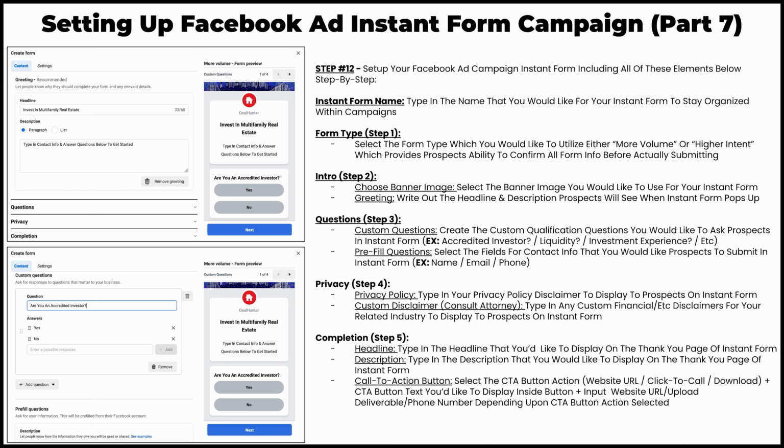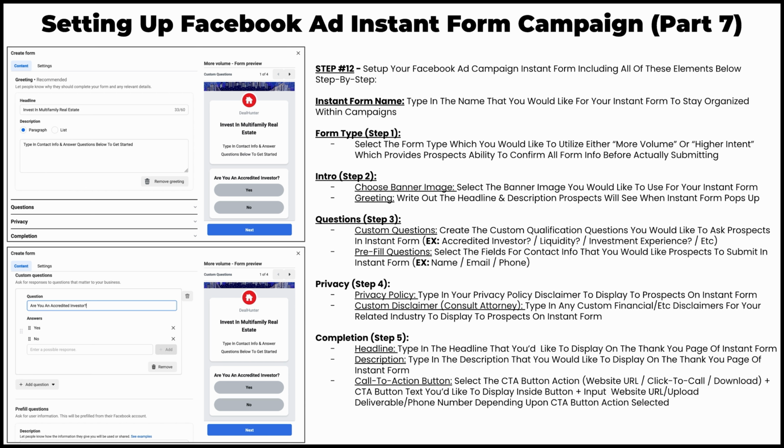Then next we have the privacy. So you can type in your privacy policy disclaimer URL to display to prospects on your instant form. And then also we recommend a custom disclaimer. So consult your attorney for this, but you want to type in any custom financial, etc. disclaimers for your related industry to display to prospects on your instant form. And then we have the completion section. So this is going to be your thank you page.